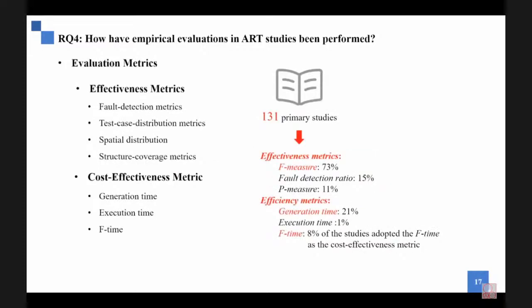And there are a total of 7 different metrics to evaluate effectiveness. The main 131 primary studies point out that F-measure is quite suitable for assessing effectiveness, and 8% of the studies adopted the F-time as the cost-effectiveness metric.